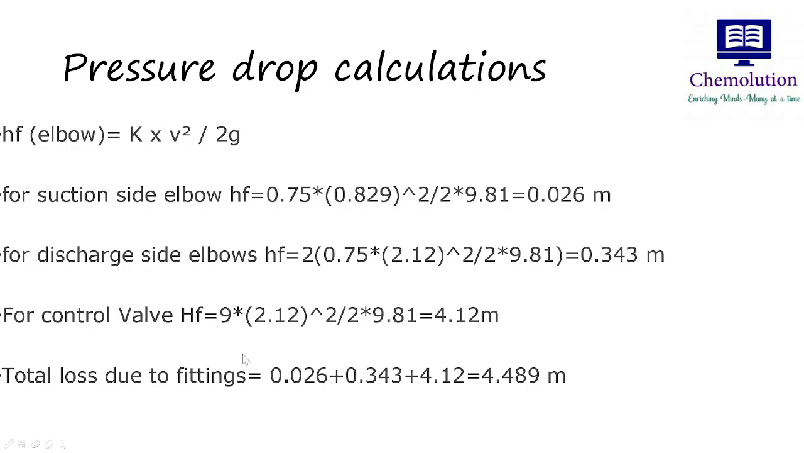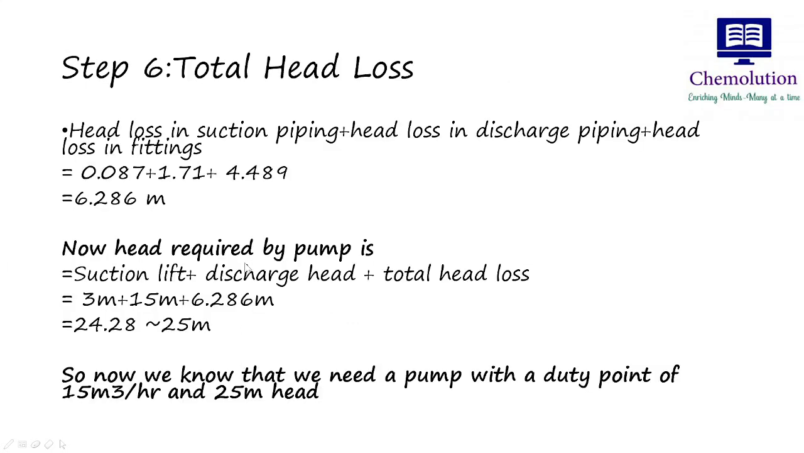So if you add all this, you get a total loss due to fittings. So now we have a pressure loss due to suction piping, pressure drop due to discharge piping, and pressure drop due to fittings. So we can calculate total head loss, which is 0.087, which is for head loss in suction piping, 1.71 and 4.489, which is for the fittings. So this is the total head loss. It is calculated in meters. So this is meter of water column in our case.